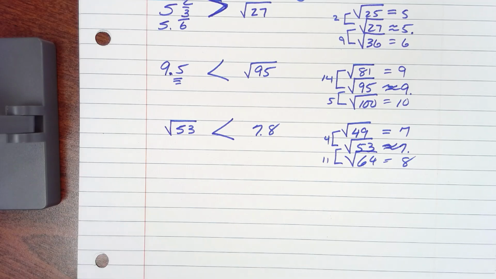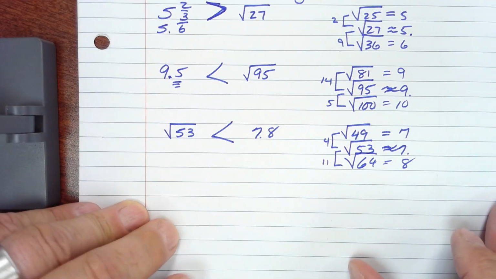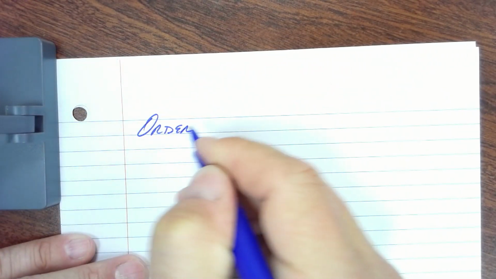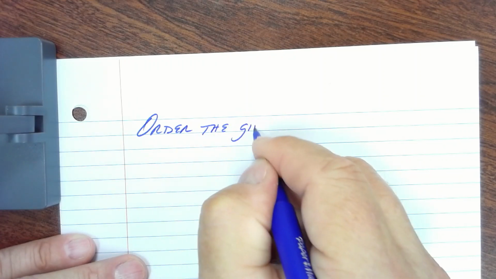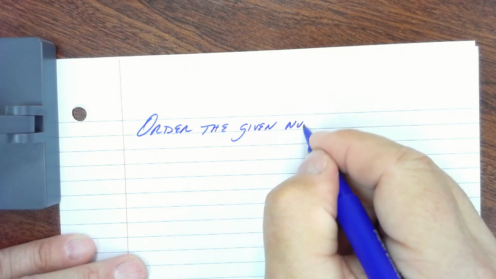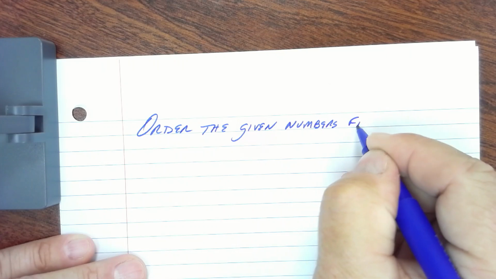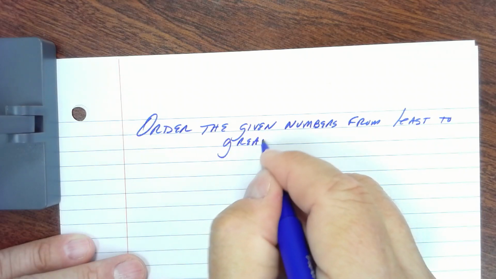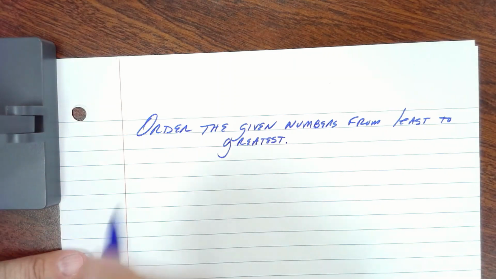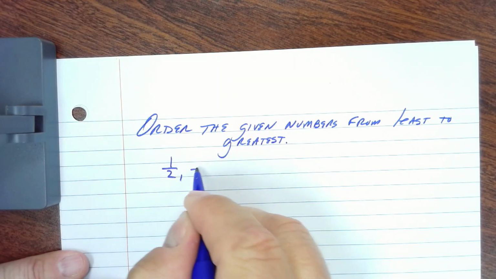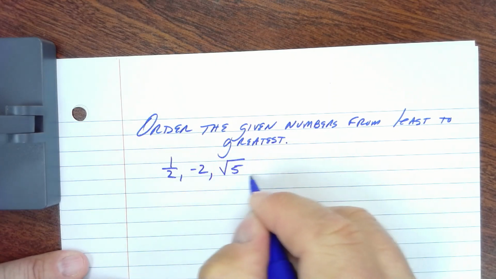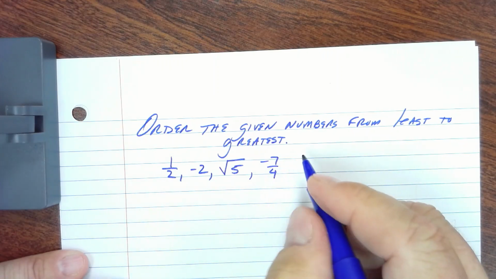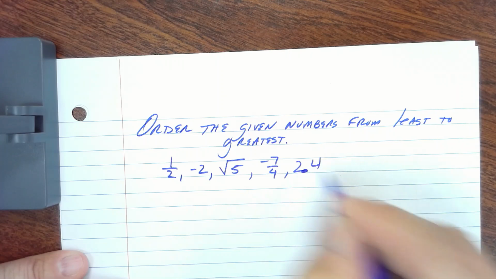We doing okay here? All right. One more thing to show you, and then we'll be done for the day. You're going to be asked to order the given numbers from least to greatest. The numbers are 1/2, -2, the square root of 5, -7/4, and 2.4.